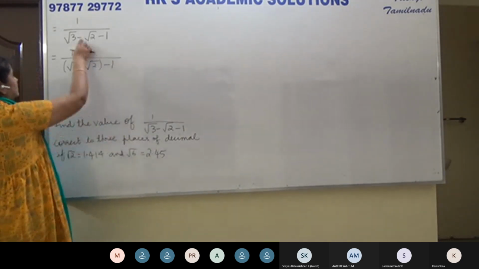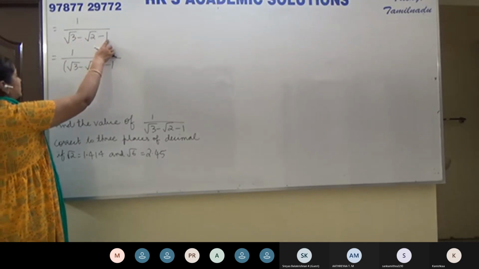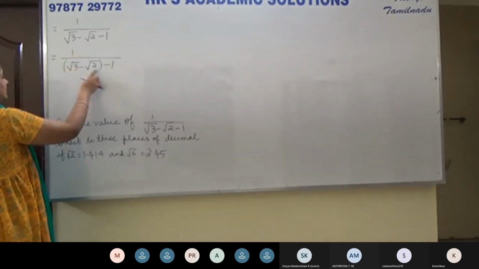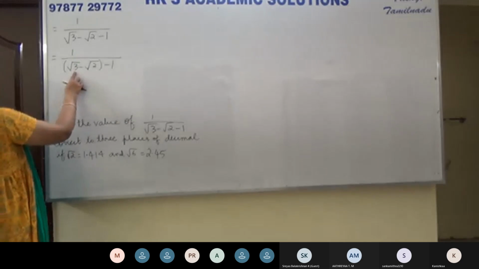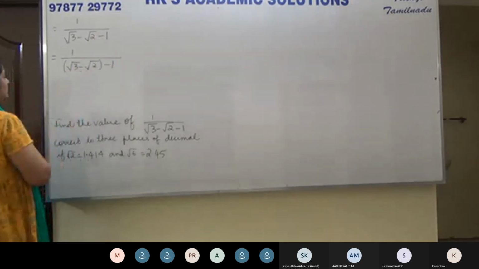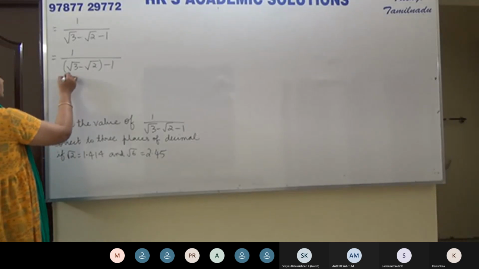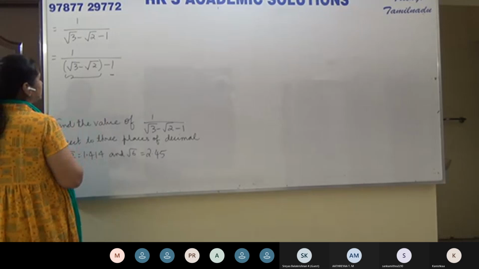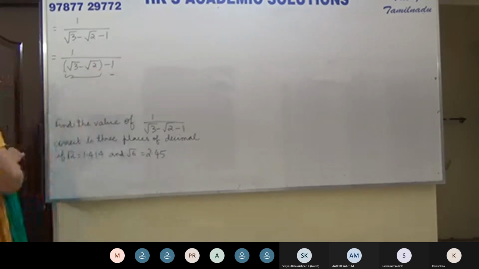Take up this expression given. The denominator has 3 terms. Let's enclose the first 2 terms in a bracket. So we have root 3 minus root 2 in the bracket minus 1. So now there are only 2 terms. Root 3 minus root 2 is one term and 1 is the other term, separated by a minus sign.